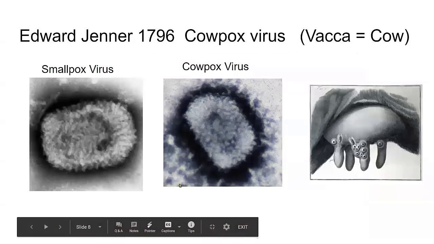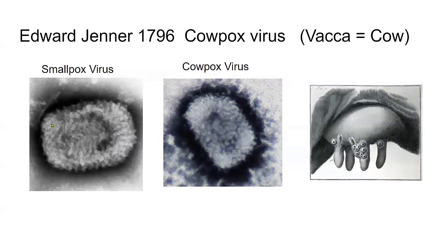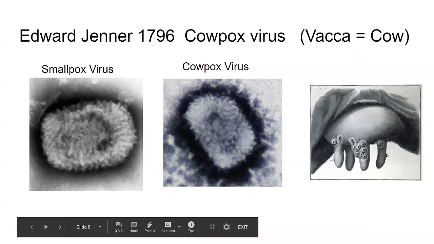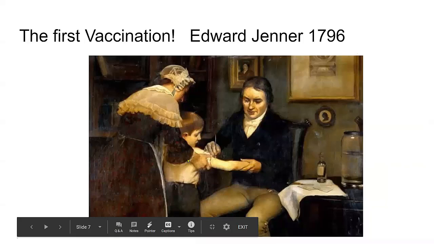And what he used in that year, 1796, is something called the cowpox virus. So this is the smallpox virus. This is the one that killed millions and millions of humans. This is the cowpox virus, which is very similar. They're closely related viruses, genetically, structurally, and that's what allowed this to work. This is a picture of cowpox. It infects cows. So Edward Jenner used the cowpox virus, and that's what he is putting into this boy's arm.